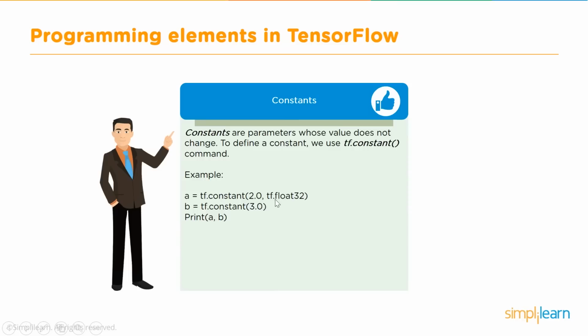Otherwise, TensorFlow is intelligent enough to say what data type it should be, but if you want to explicitly specify, you can specify the data type. So this is one way of creating a variable. Another way is this one, where you don't explicitly specify the data type. It just says 3.0. It is understood because the value you are assigning is a float. It is understood that the data type is float32. All right, so this is constants.